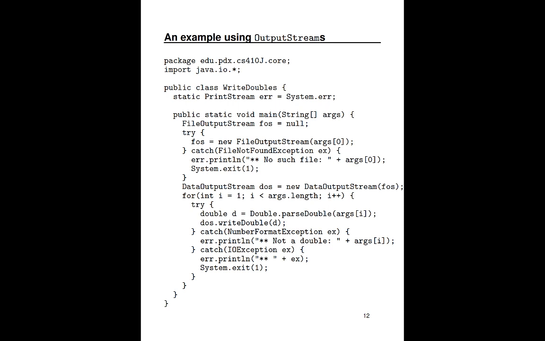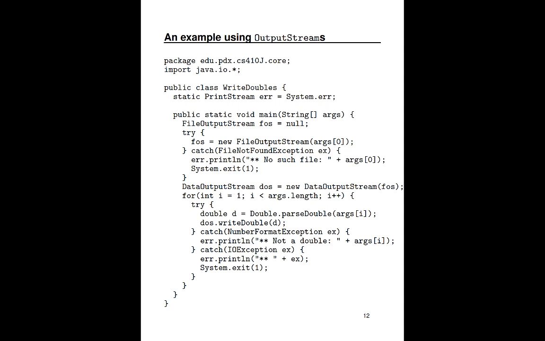So here's an example of using output streams. What we're going to do in this program is take a bunch of double floating point numbers from the command line and write them to a file in a binary format. And we're going to use some of the Java I/O APIs to do this. The first line of our WriteDoubles class is the declaration of a static field called err, which will hold a reference to System.err as a PrintStream. This is just an example to show you once again that System.err is a PrintStream.